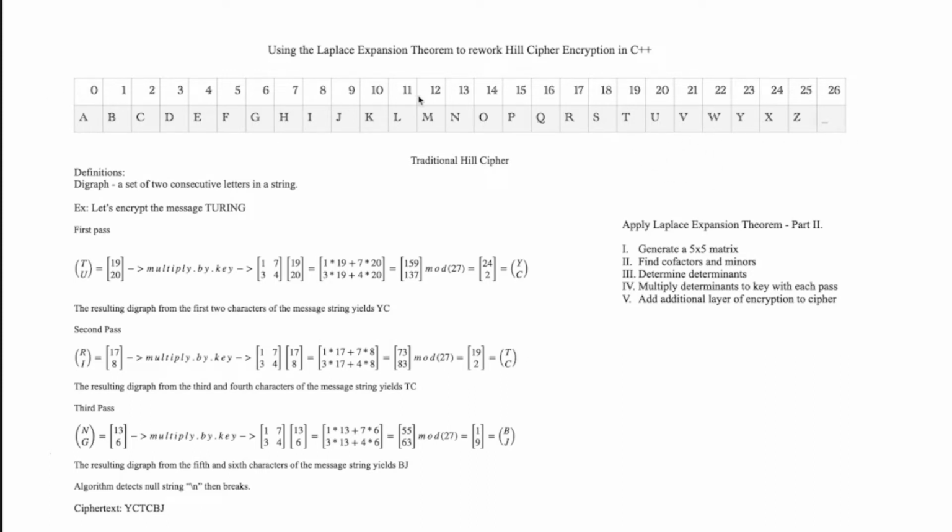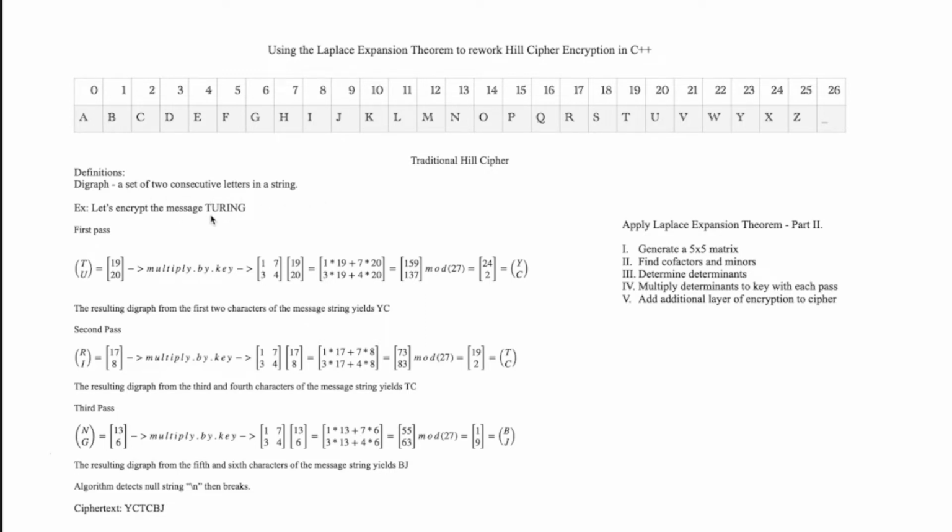So instead of doing mod 26 later, I do mod 27, but you can see that this is going to correspond with the first index of the array and so forth. Let's define some terms now. If we have a message called Turing, T-U-R-I-N-G, a digraph is a term that this cipher will use. A digraph is a set of 2 consecutive letters in the string.